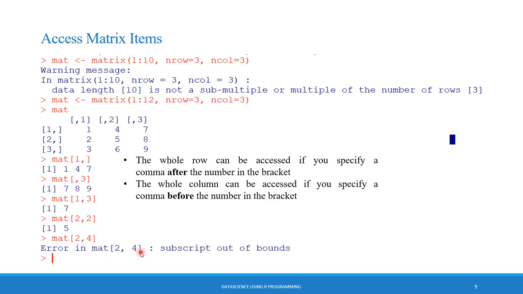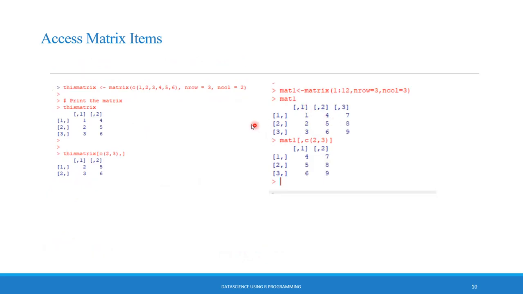In the next example, I am trying to access the element at second row, fourth column. I am getting an error since this matrix is of 3 rows, 3 columns, so the fourth column does not exist. If you try to access an element from a row or column which doesn't exist, you will get an error, such as subscript out of bounds. You can even access multiple rows as well as multiple columns.